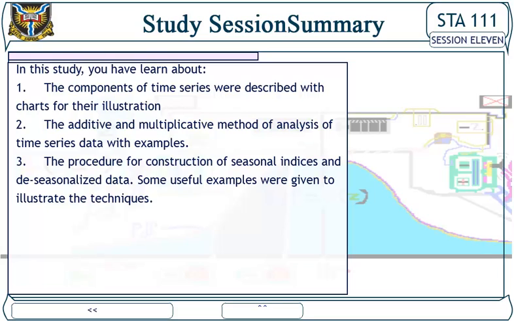Summary for study section 11. In this study, you have learned about 1. The components of time series were described with charts for their illustration. 2. The additive and multiplicative method of analysis of time series data with examples. 3. The procedure for construction of seasonal indices and deseasonalized data. Some useful examples were given to illustrate the techniques.